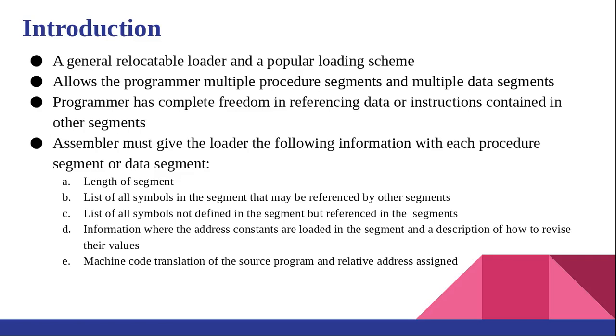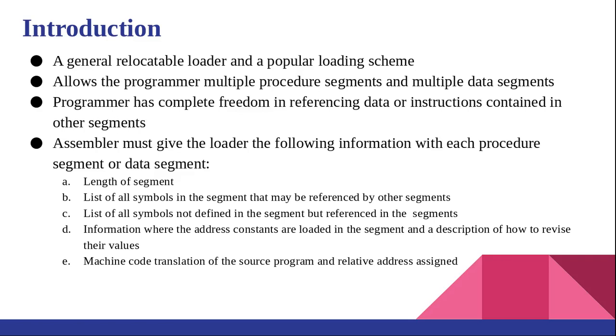The second one is the list of all symbols in the segment that may be referenced by other segments, which means the list of symbols which are defined in the present program but referenced by other programs. It is nothing but the symbols declared using the entry pseudo opcode. Then the third piece of information is the list of all symbols that are not defined in the segment but referenced in the segment. It is nothing but the symbols which are declared using the extern pseudo opcode.